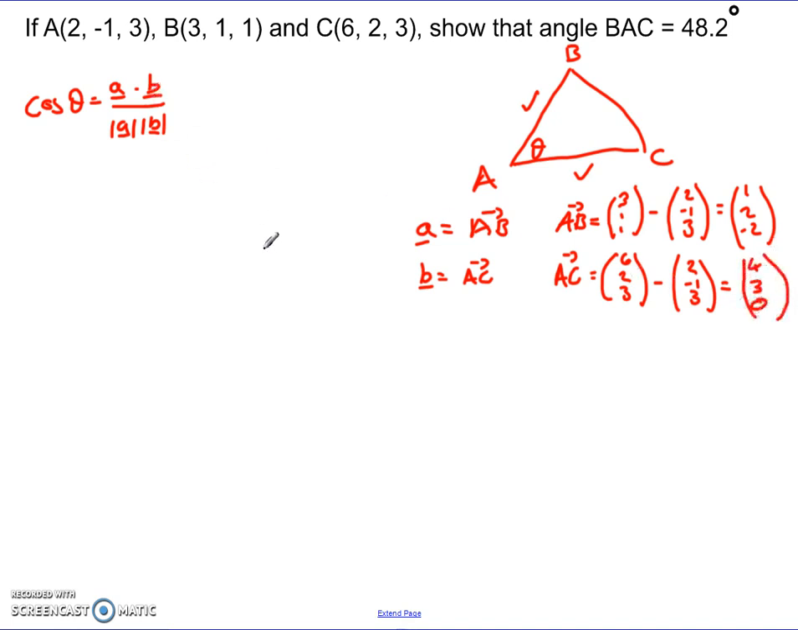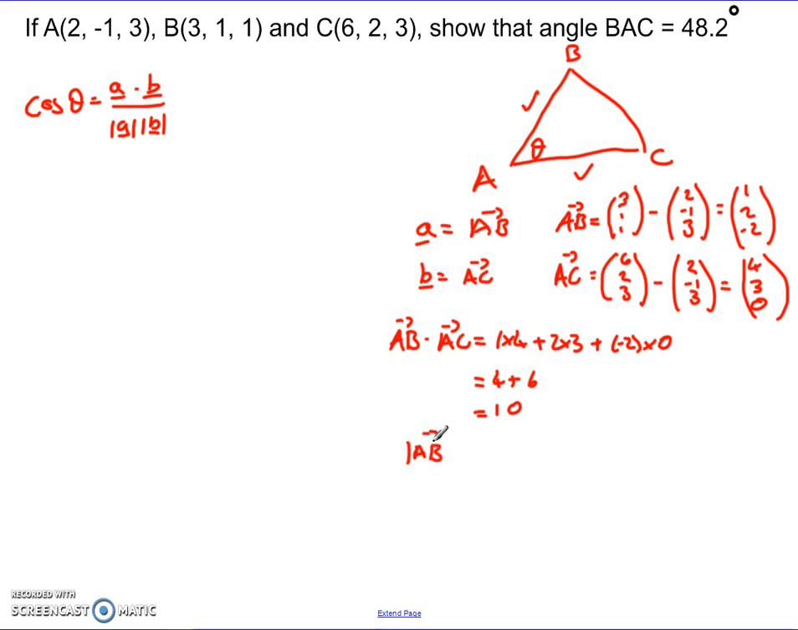So now we calculate the three elements that we want. We want the dot product of the two, the magnitude of the first, the magnitude of the second, and then plug it all together. So A to B scalar product with A to C gives me 1 times 4 plus 2 times 3 plus negative 2 times 0. 1 times 4 is 4, 2 3s are 6, so it's 4 plus 6, which is 10. We then do the magnitude of each on its own and put it all together.